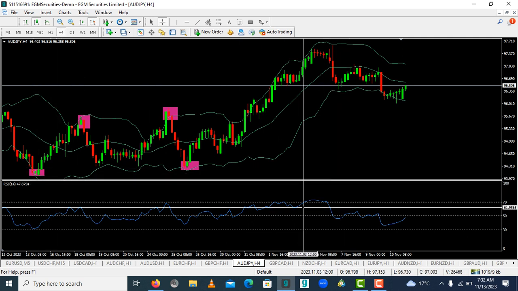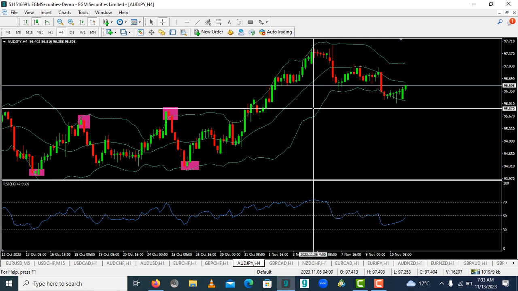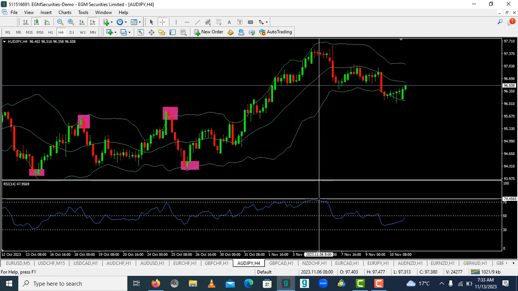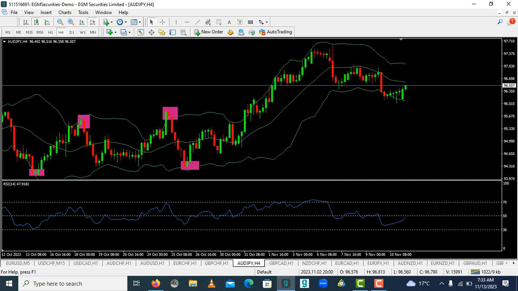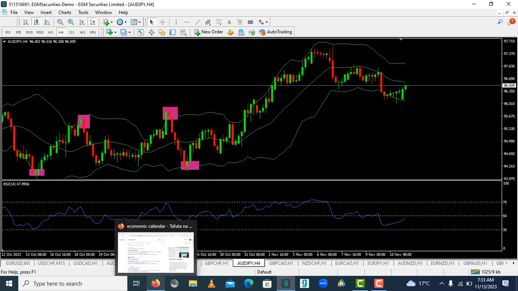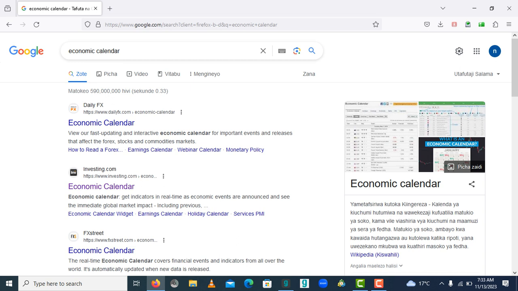At this point, oversold up here, that one, therefore the price moved down. That is technical analysis. But for this lesson today, I want us to dwell so much on what we refer to as fundamental analysis and how to make a decision on the same.